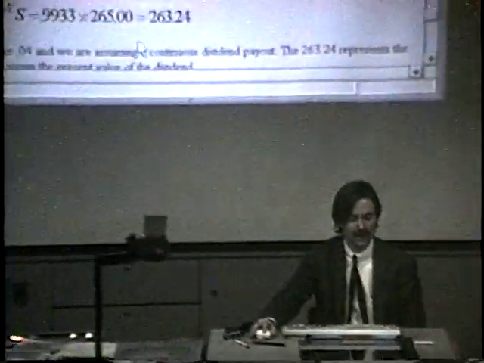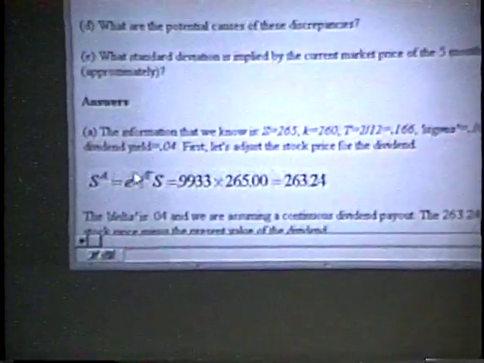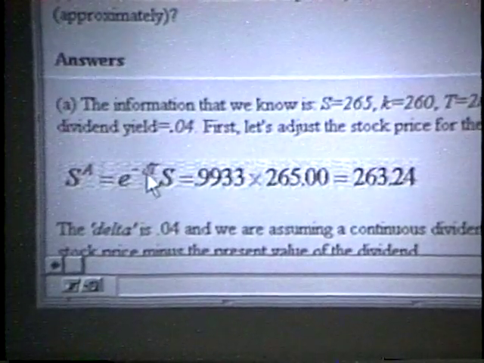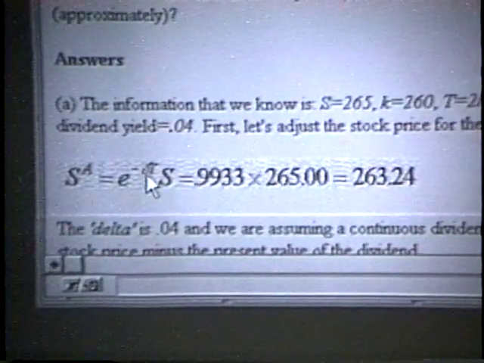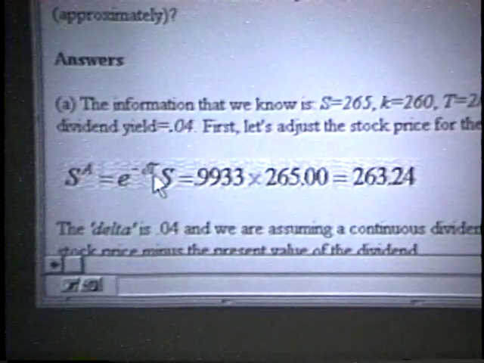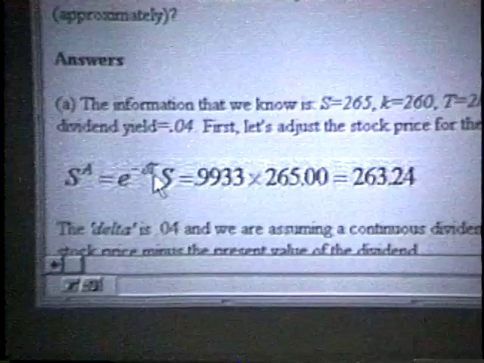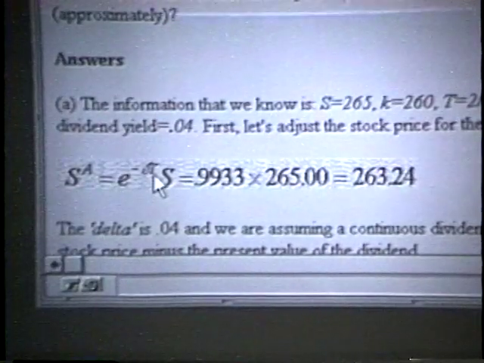Okay. The first thing is to adjust the stock price for the present value of the dividend. That's basically what I'm going to do: S minus PVD. In this case, I'm going to assume the dividend yield is continuous, and I'm going to use the formula e to the minus delta, where little delta here is 0.04, times t, and t is 2 divided by 12. This is 2 months to go.